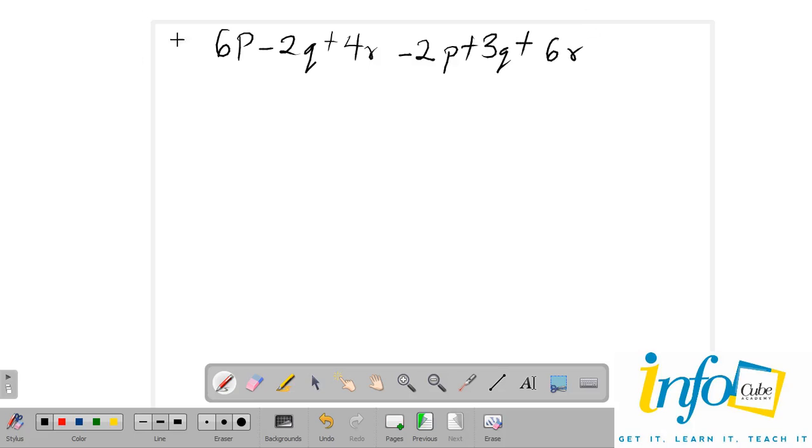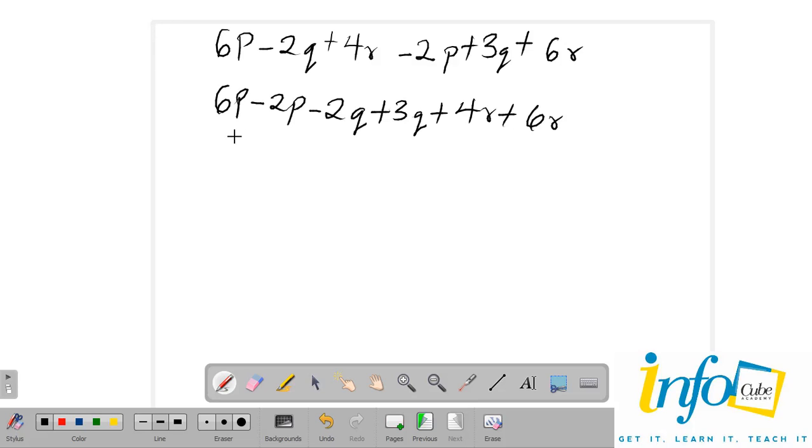Now, like I said before, the first thing we're going to do quickly is to collect like terms. We have 6p, and that like term here is minus 2p, so we bring it together. We have minus 2q, and we have plus 3q. We have plus 4r, and we have plus 6r. If you have done that, then that's good.